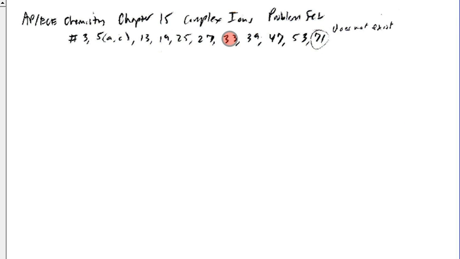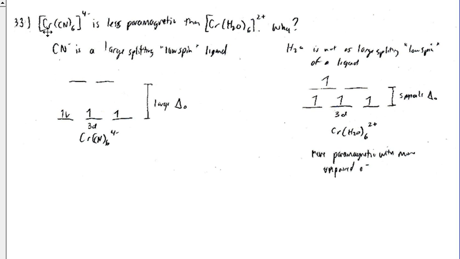Let's take a look at problem 33. In problem 33, you're told that a chromium-containing complex ion with cyanide in it is less paramagnetic than a chromium-containing ion with water in it, and you have to explain why. Cyanide is a large splitting or low spin ligand, so here you've got your d outer shell, and it's a large splitting, so the electrons will tend not to go into these higher ones, and they'll have one paired up together. But water is not as large of a splitting ligand, and so you'll get a small splitting energy.